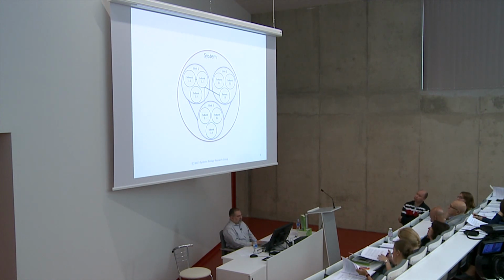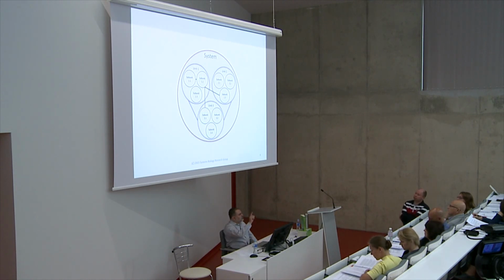So in this case, we see that Unit 1 is integrated in its function with Unit 3, and Unit 3 with Unit 2. There's no direct relationship between Unit 1 and 2. But what happens to Unit 1 affects Unit 3, and Unit 3 affects Unit 2. So therefore, Unit 1 affects Unit 2 indirectly.